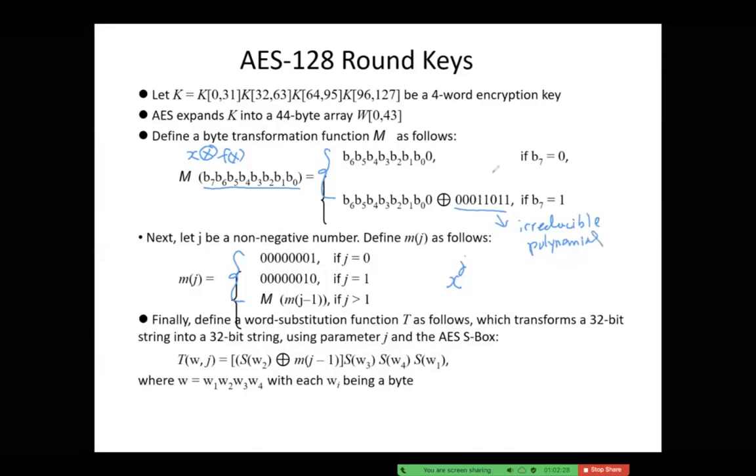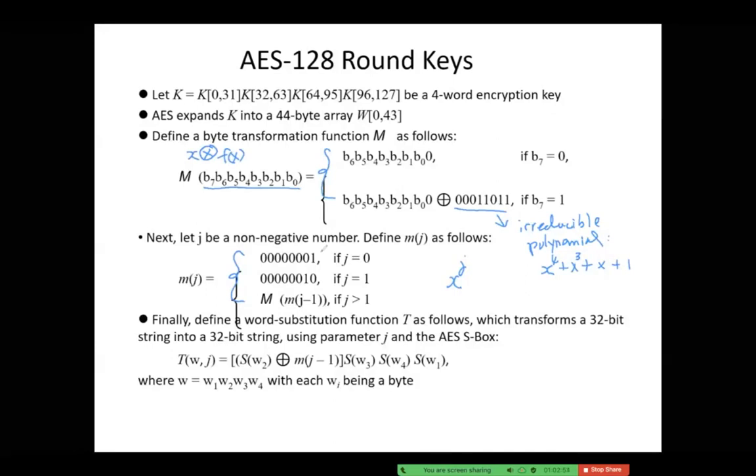That means these are the coefficients of a reducible polynomial. That is x to the fourth power plus x cubed plus x plus 1. Okay, so we just take it as granted.